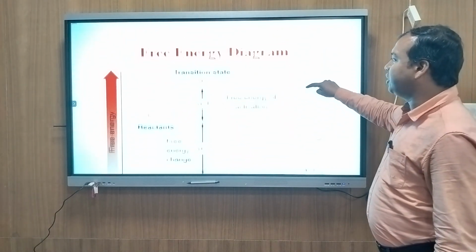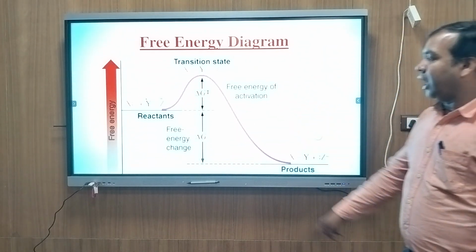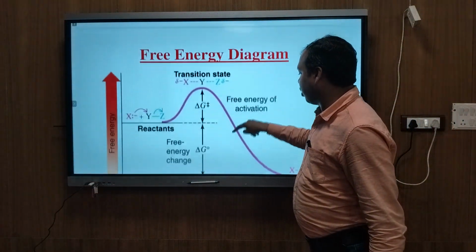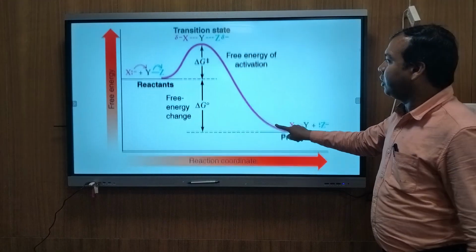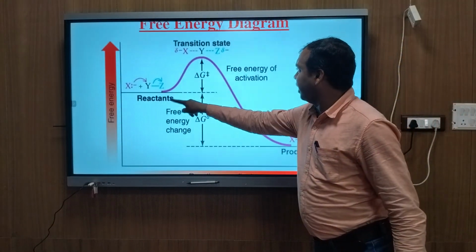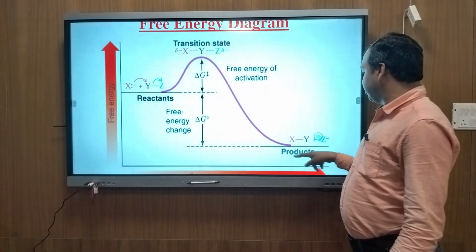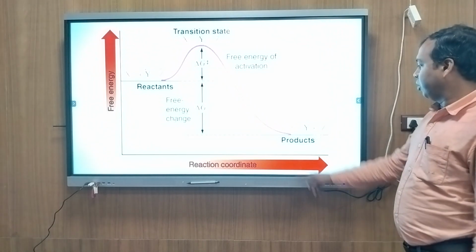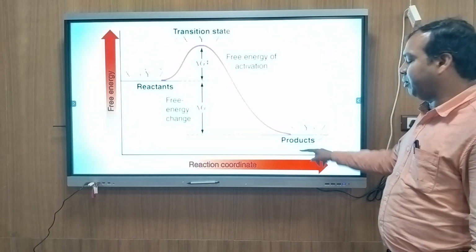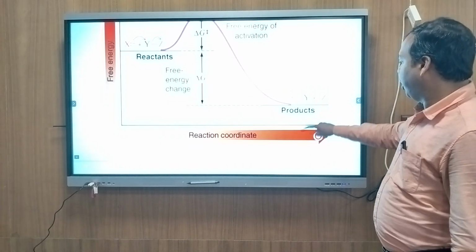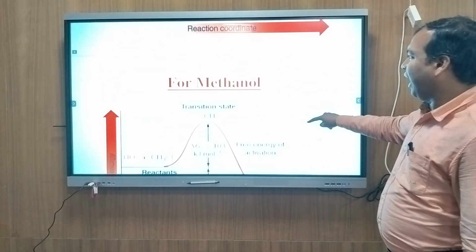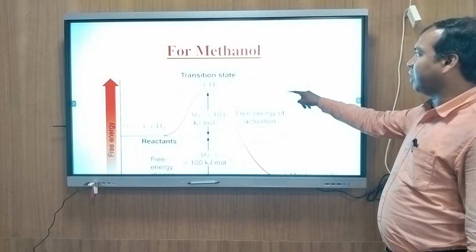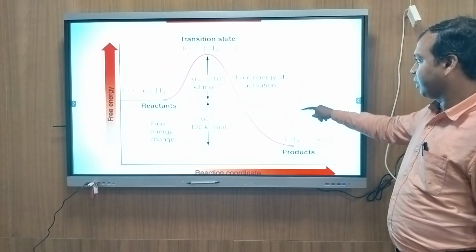So this is the free energy diagram. Here is the free energy axis, and this is the reaction coordinate. This is the reactant energy, this is the transition state, and this is the product. This is for an exothermic reaction. We obtain a stable compound due to the lower energy. And this is a similar type of SN2 graph for the methyl substrate only.